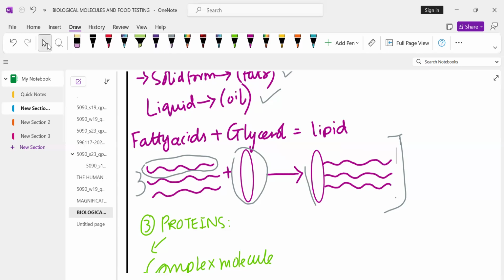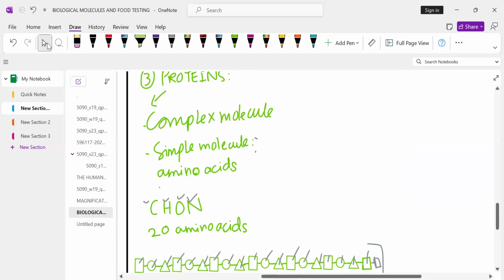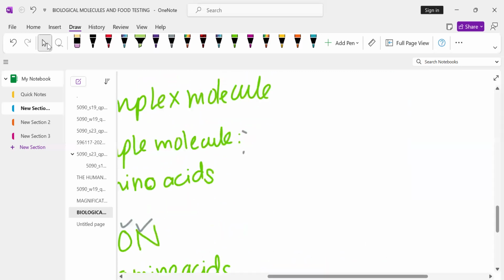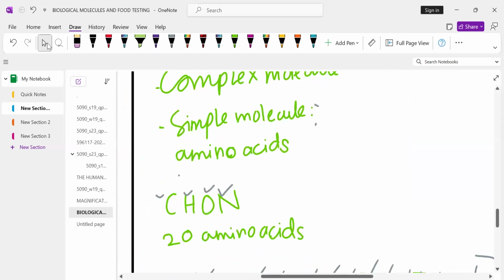Now, the third molecule is proteins. Proteins are also complex molecules and they are made up of simple molecules known as amino acids. These amino acids are made up of carbon, hydrogen, oxygen, but this time nitrogen is also present in them. However, fats and carbohydrates are made up of only carbon, hydrogen, and oxygen.